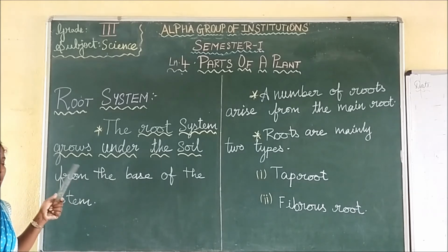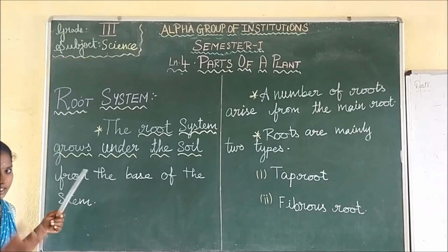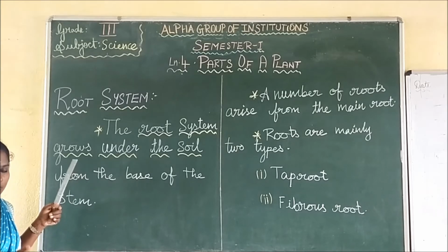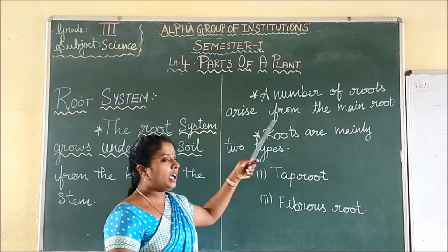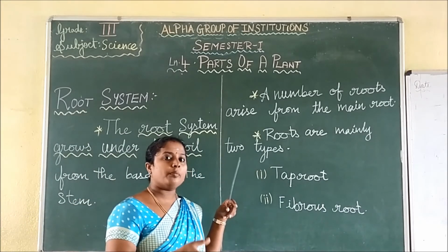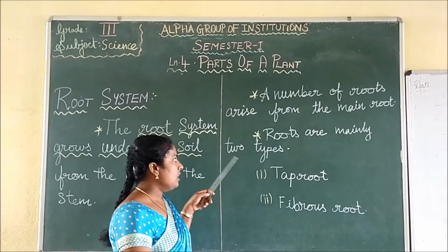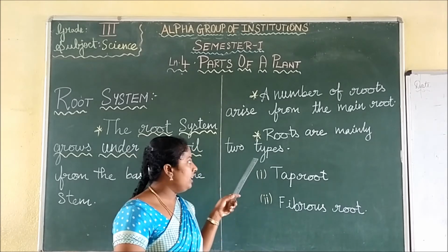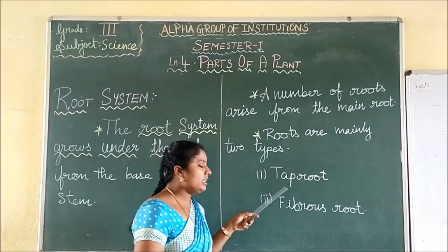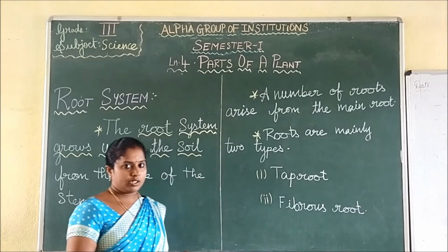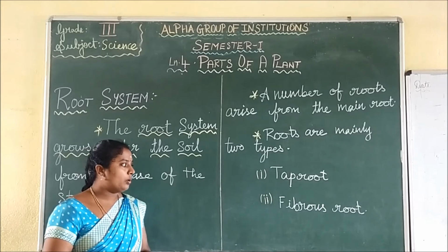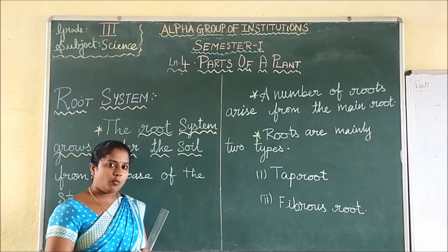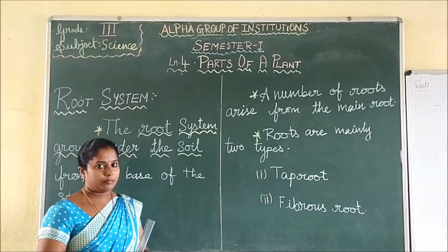The root system grows under the soil. It grows from the base of the stem. A number of roots arise from the main root. Then the roots are mainly of two types, taproot and fibrous root. Now we will see what a taproot is and what a fibrous root is.